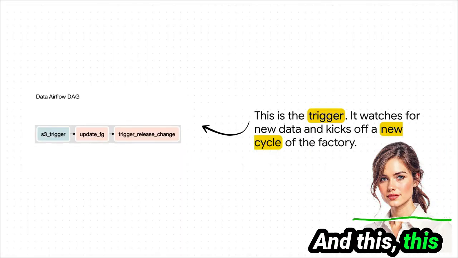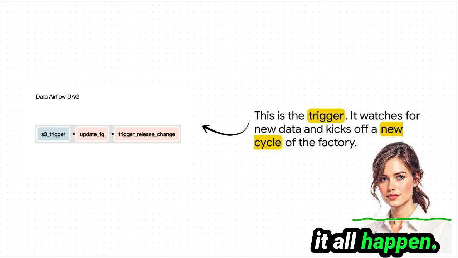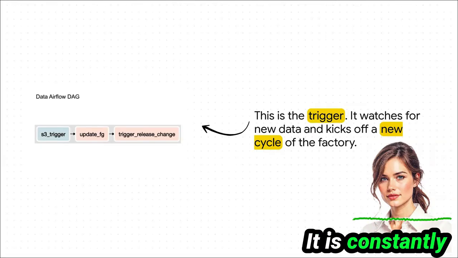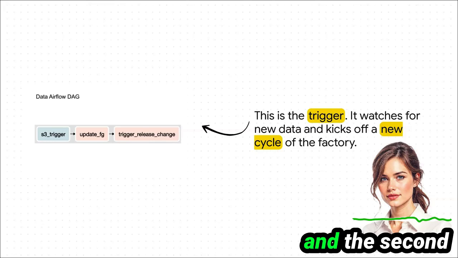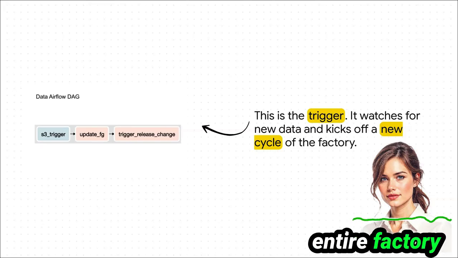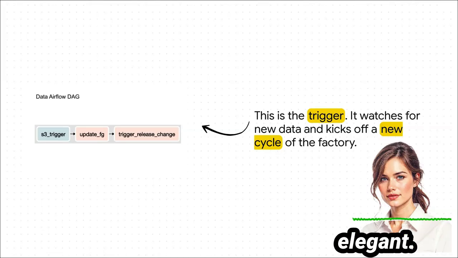And this simple-looking workflow is the secret switch that makes it all happen. You can think of it as the system's eye. It is constantly watching a storage location, and the second new data appears, bam! It triggers the entire factory to start a whole new production run. It's automation at its most elegant.